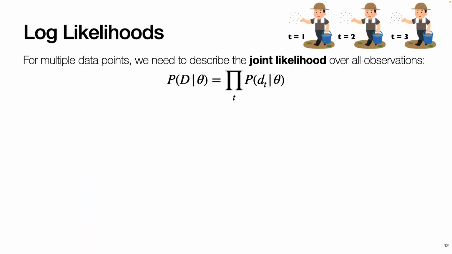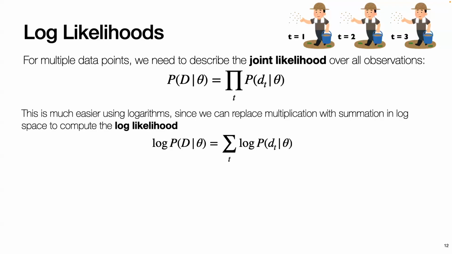For multiple data points, we're trying to model not only a single decision, but multiple decisions, like a farmer over multiple seasons. For this, we need to describe the joint likelihood over all observations. The joint likelihood is the likelihood for each observation multiplied across all of those choices, so this is this product here. It's much easier to compute this using logarithms, since we can replace multiplication with summation in log space. So we use the log likelihood, where we sum over the log of each of these likelihoods.